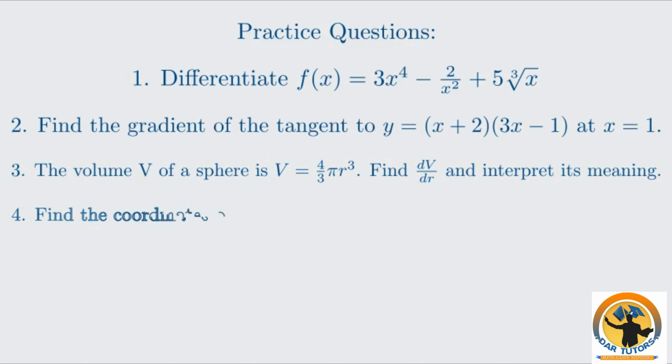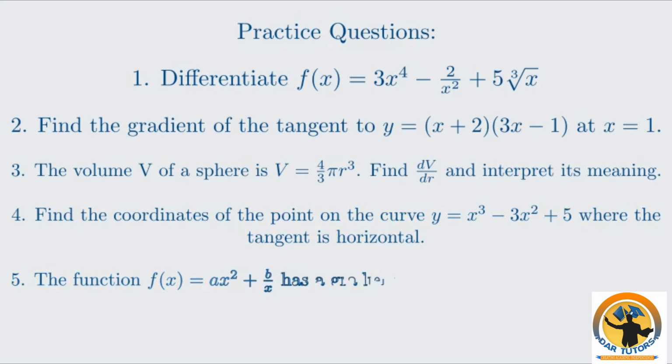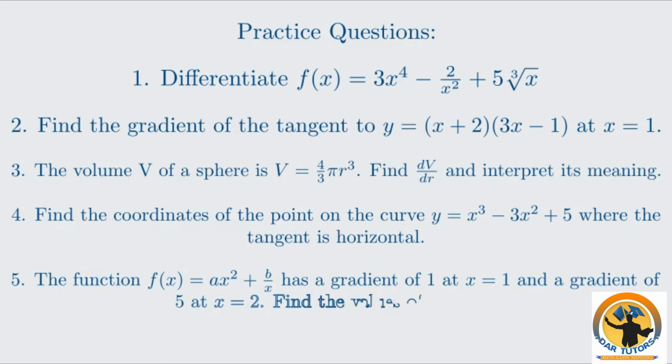Question 4. Find the coordinates of the point on the curve y equals x cubed minus 3x squared plus 5 where the tangent is horizontal. Question 5. The function f of x equals ax squared plus b over x has a gradient of 1 at x equals 1 and a gradient of 5 at x equals 2. Find the values of the constants a and b.